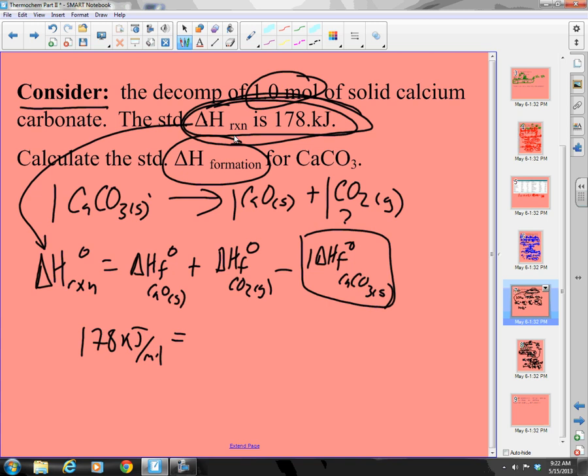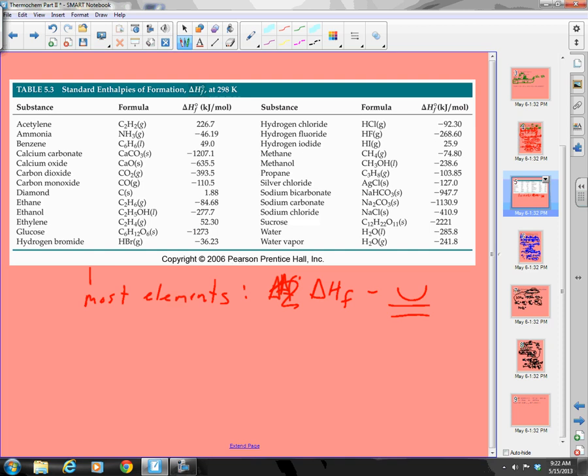So that means I look to my table, and I want to write down my standard heat of formation of calcium carbonate. Where is my calcium carbonate? Not calcium carbonate, calcium oxide, negative 635.5.